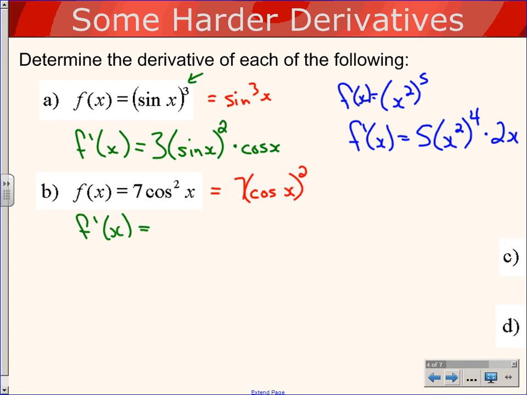To get the derivative, I multiply the 2 by the 7 to get the 14. Leave the bracket the same. Decrease the exponent by 1. And then multiply that by the derivative of the inside, which would be minus sine x. And if you wanted, you could simplify that.